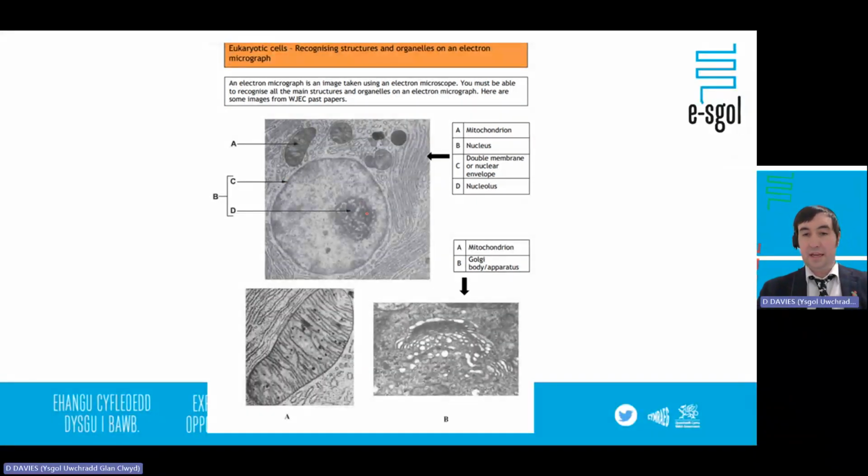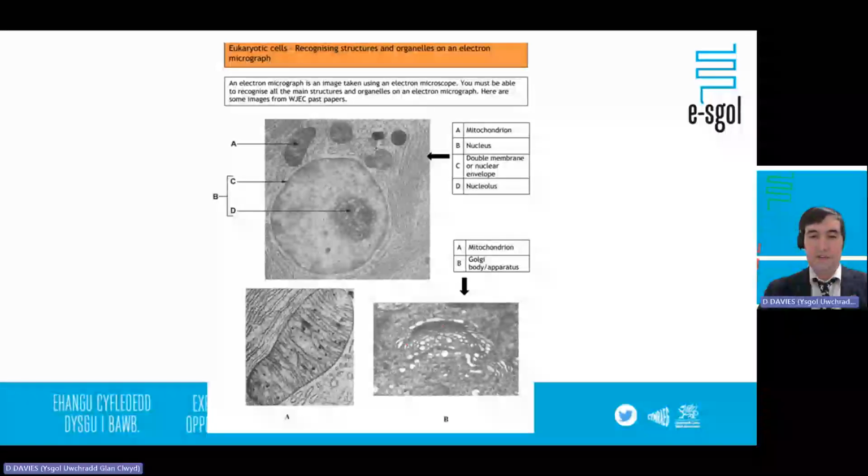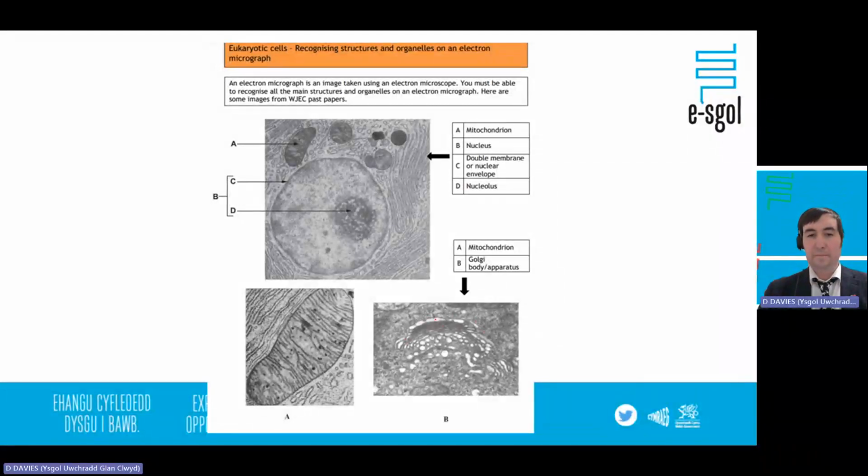Okay, this is a Golgi body. Okay, so it looks like kind of half circly with your membranes going. Okay, so you need to be able to identify what the different organelles are.